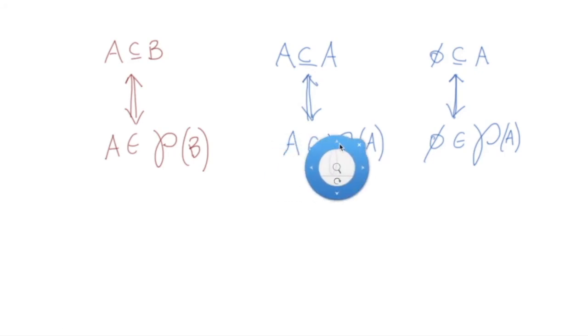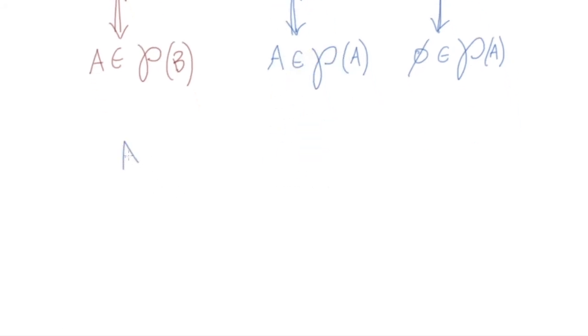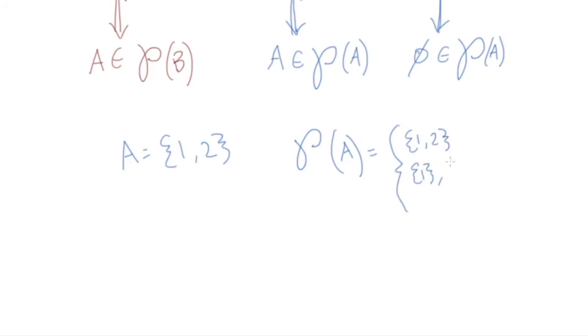Okay, what's next? Let's say that A equals the set containing 1 and 2. The power set of A, we should know by now, is the set containing the set containing 1 and 2, since we always know that A is in the power set of A, the set containing 1, the set containing 2, and the empty set. Now, the next thing is, what if I take the union of everything in this set?